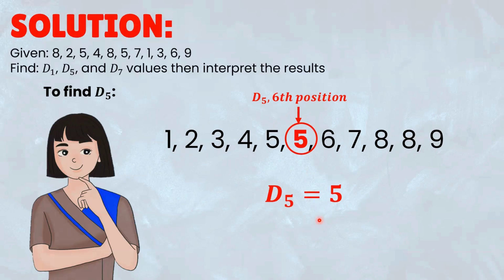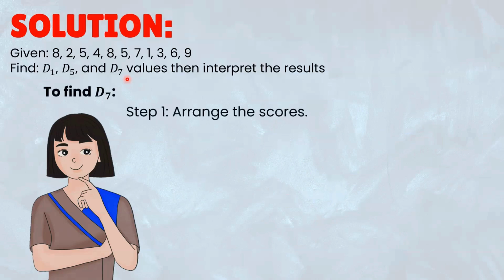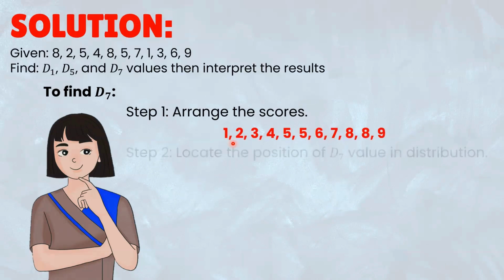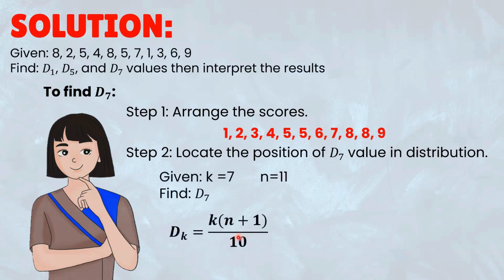Okay, this time we will now look for the decimal 7 value. So again, step 1, we arrange the scores. We have here, the scores are now arranged. Step 2, we locate the position of decimal 7 value in our distribution. So we will again use the formula. We are looking for decimal 7, thus k is equal to 7, and n is 11 because there are 11 scores in our data set.